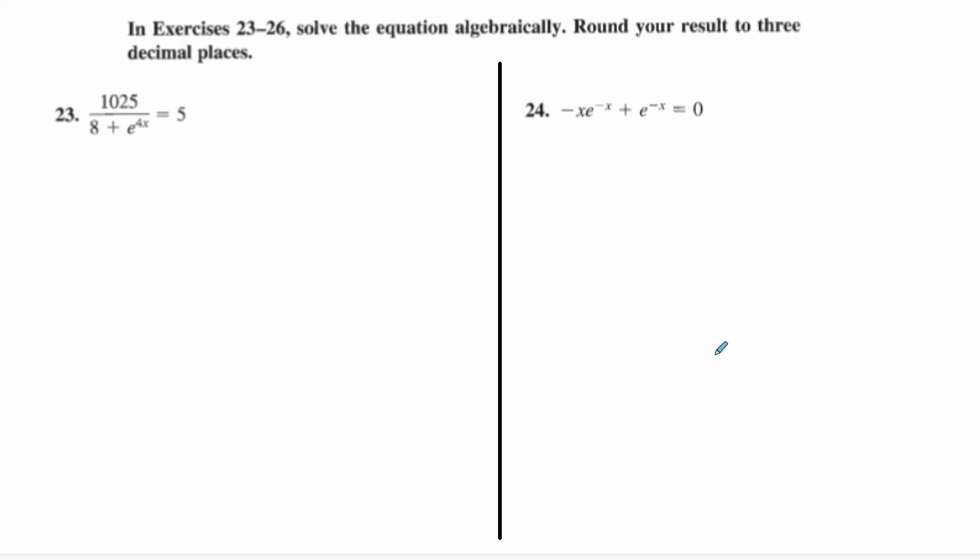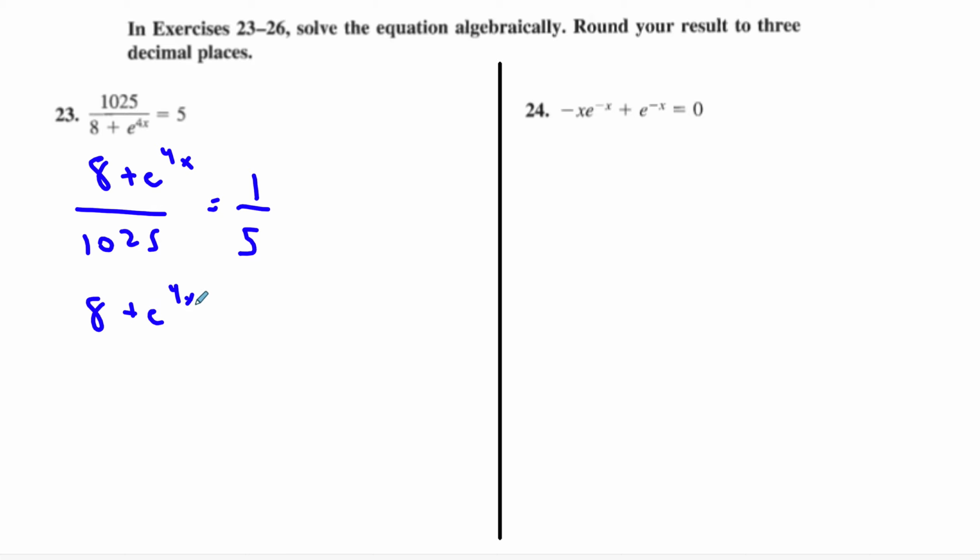Solve the equation algebraically, round your results to 3 decimal places. Okay, so this once again has what we're trying to solve for in the bottom, so I'm going to go ahead and boldly take the reciprocal, which means I had to do it to both sides. Don't be that person. So then I'm going to multiply by 1,025. So I get 1,025 divided by 5, which actually is a number that's going to go in evenly, so I might as well write it out to make life easier, is equal to 205.